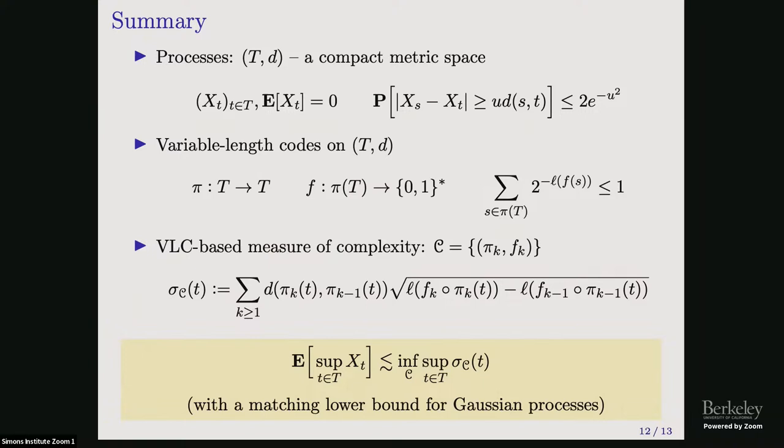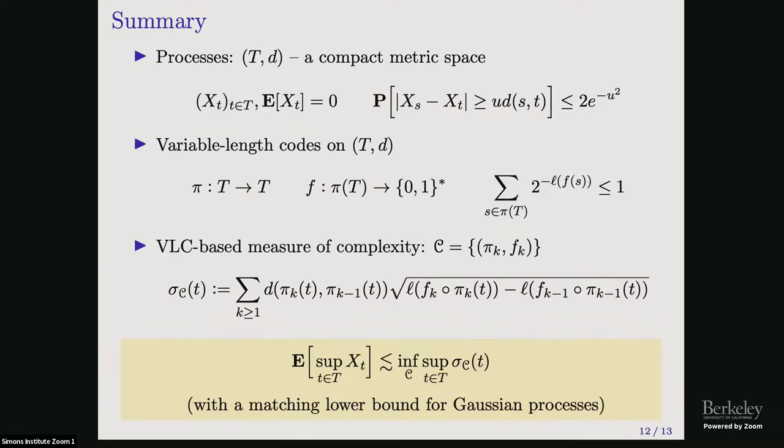Another piece of the picture is a variable length code, which is a lossy code with a variable length representation, right? So we assume that the distortion between T and its image under the code is no more than rho. So for a sequence of such codes, we associate this quantity that keeps track of the distortion incurred, right? So this is the distortion in going from level k minus one to level k. And this is the excess length in going from level k minus one to level k.